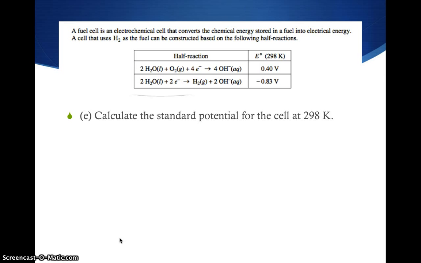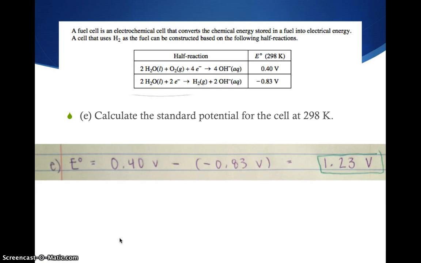In question E, we're asked to calculate the standard potential for the cell at 298 Kelvin. So basically, to calculate the standard potential for the cell, we do the standard potential of the cathode minus the standard potential of the anode. The cathode is the thing that's being reduced, which is gaining the electrons. And the anode is the thing that's producing the electrons, or losing the electrons. So we do 0.4 minus negative 0.83 volts, and we get 1.23 volts.